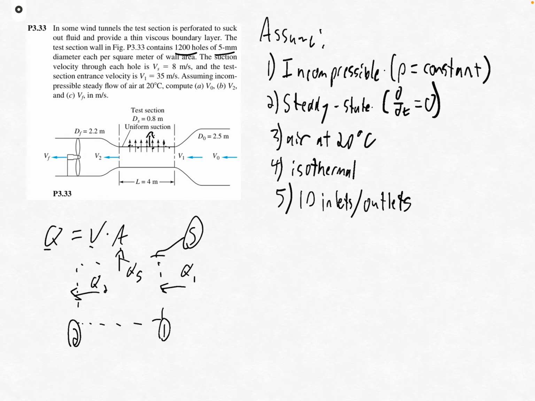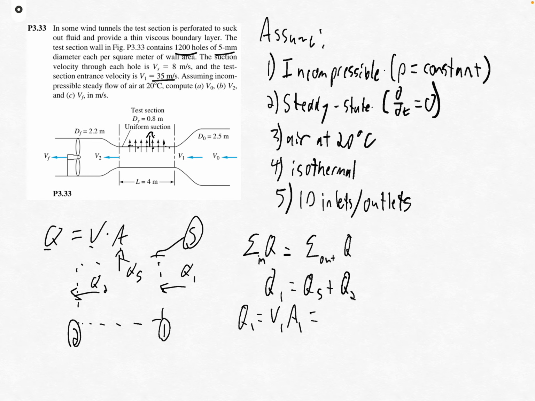And our incompressible steady state 1D inlet outlet mass flux is basically just going to say that the sum of the fluxes in equals the sum of the fluxes out. So in this case, we're going to say that Q1 is equal to QS plus Q2. And we know in this case that Q1 is equal to V1 times A1.